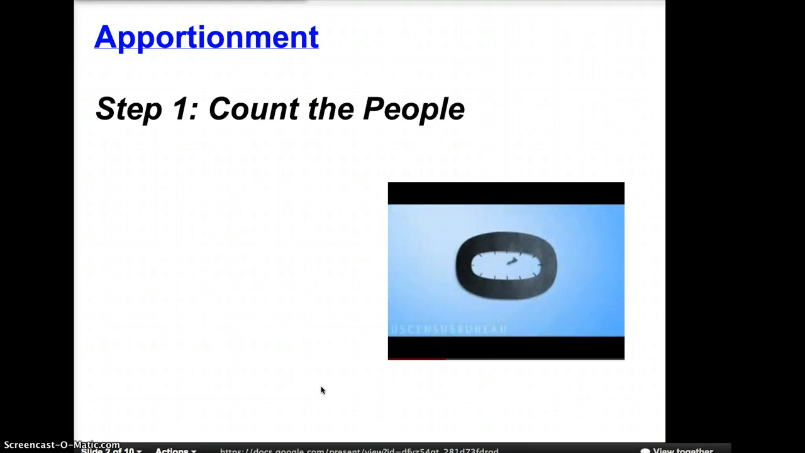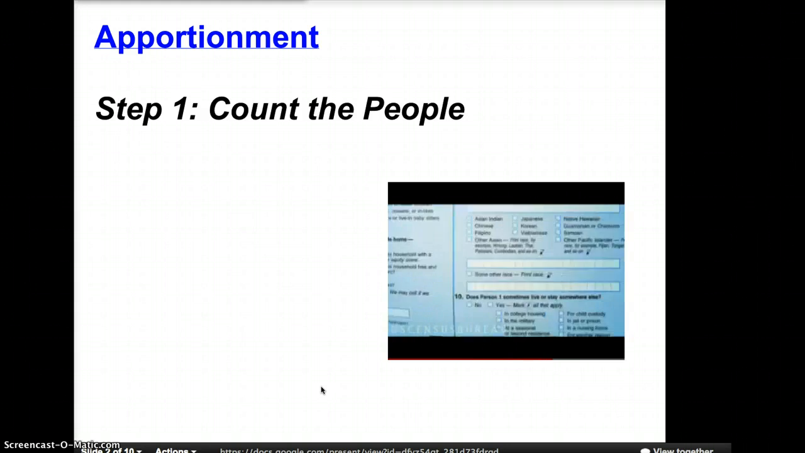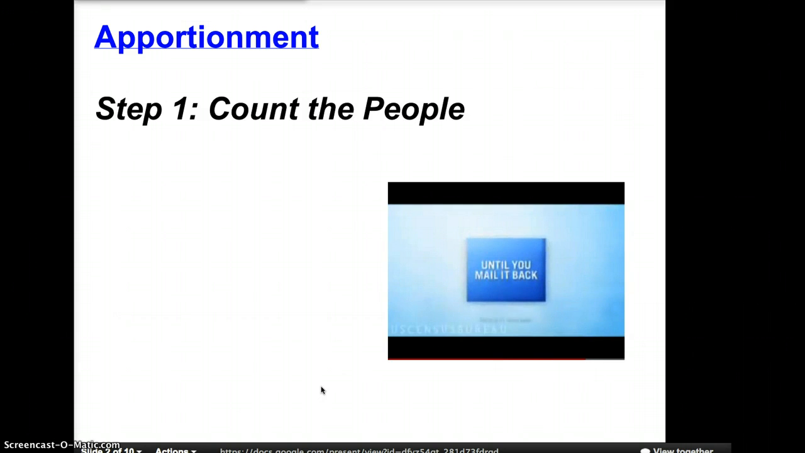When you take 10 minutes to answer 10 questions, you help our community get what it needs for the next 10 years. We can't move forward until you mail it back.